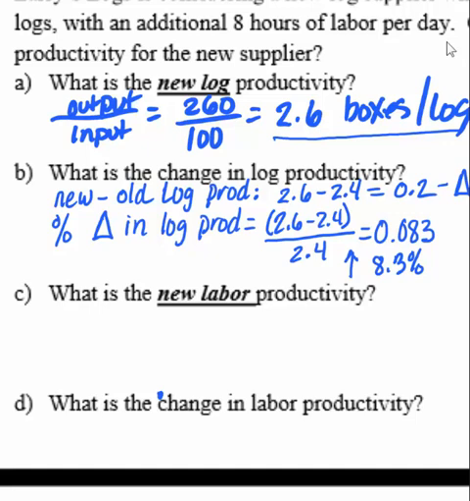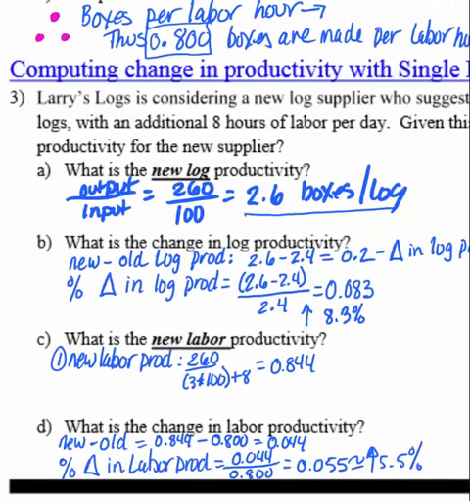Now let's do the new labor productivity the same way, and I'm going to pause the video and I want you to go ahead and do it yourself and then come back on and check your work against mine. So you can see that I've now calculated the new labor productivity as 0.844, because we take 260 and we're going to divide that by 3 times 100 plus 8. And be careful with your calculators that you put in parentheses as necessary so you get the right answer.